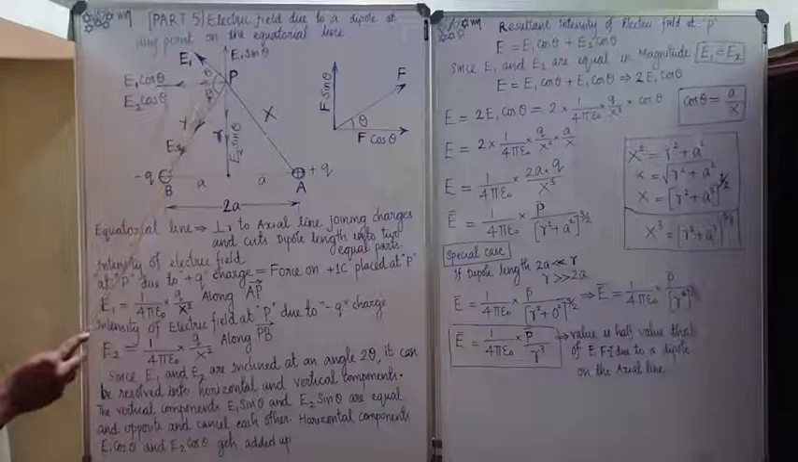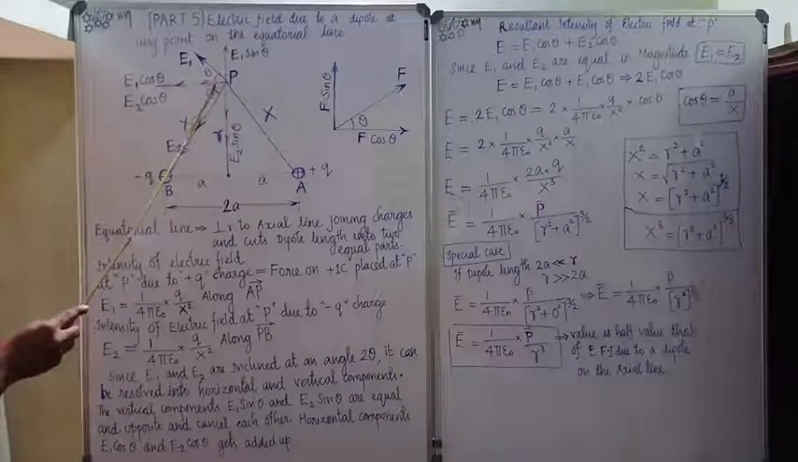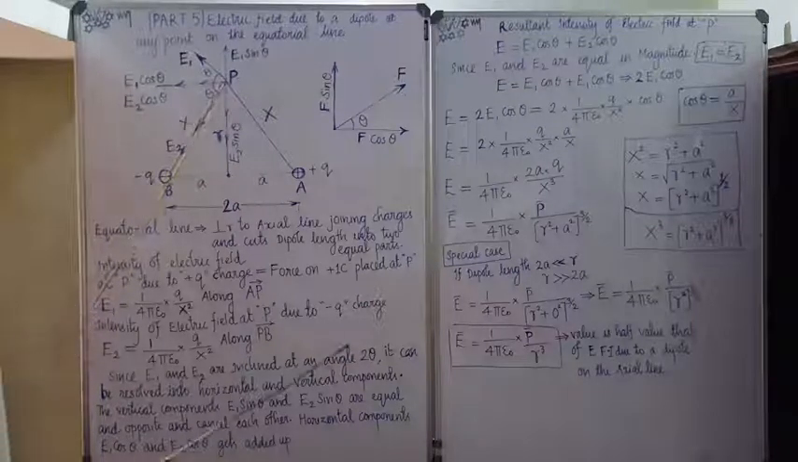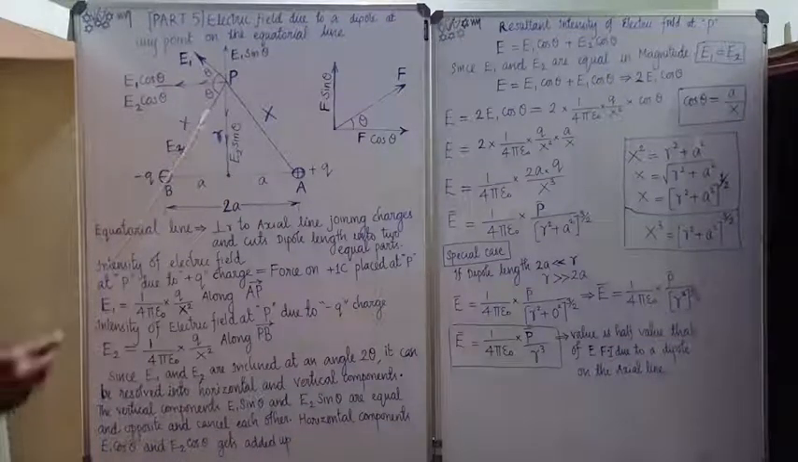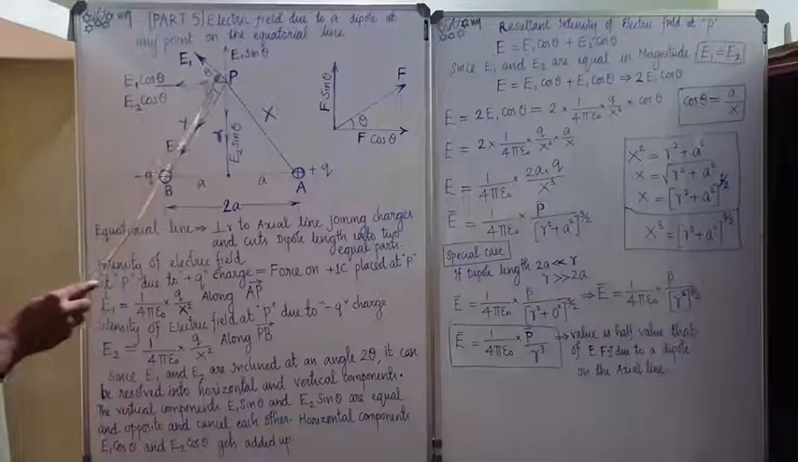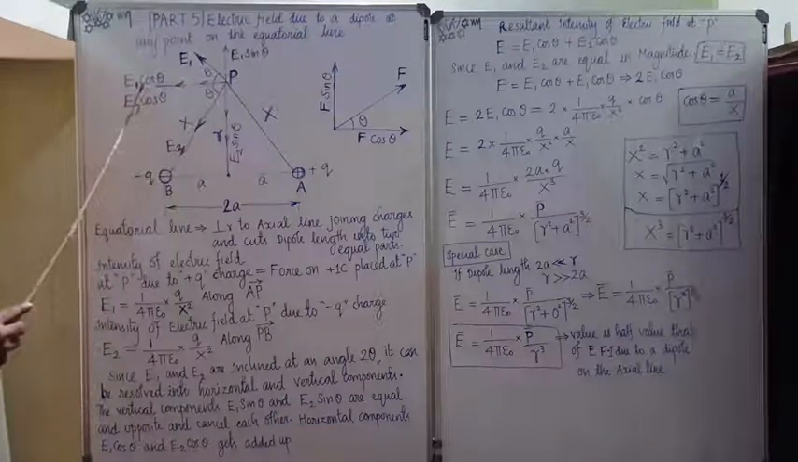And then you want to write a sentence: since E1 and E2 are inclined at an angle 2 theta, this angle can be resolved into horizontal and vertical components. The vertical component is E1 sin theta. This E1 is resolved into E1 sin theta and E1 cos theta.